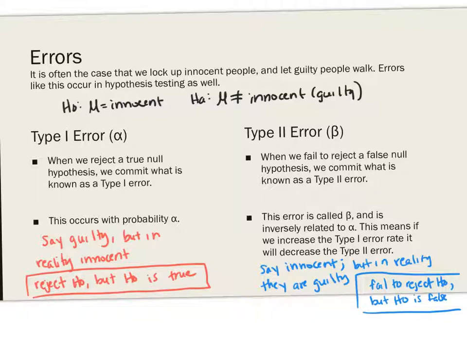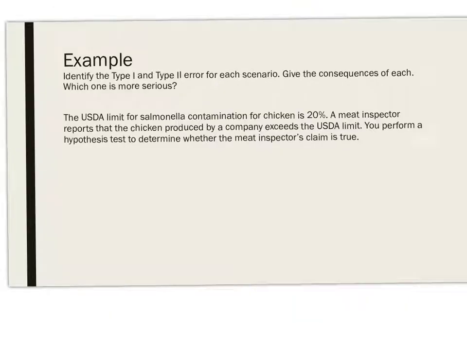If you want to decrease the alpha value, if you want to decrease the amount of innocent people we lock up, we have to increase the amount of people we let walk. And that means you're increasing your type 2 error. Likewise, if we want to decrease the amount of people we let walk, we have to increase the amount of people we lock up. So you lock up more innocent people, which increases your alpha value, right? So keep that in mind as a trade-off there. So we're going to talk about type 1 and type 2 errors and examples now.